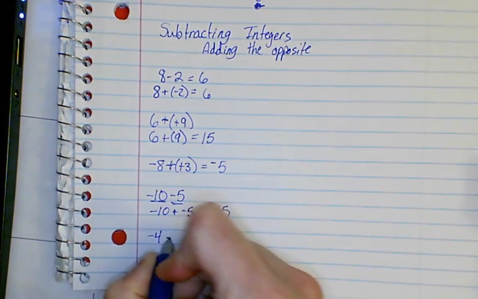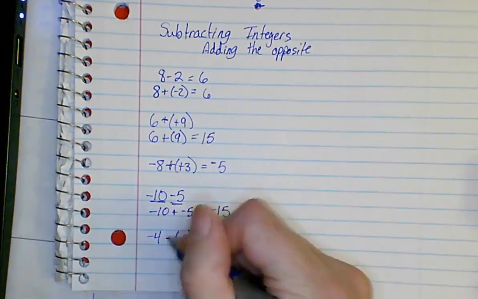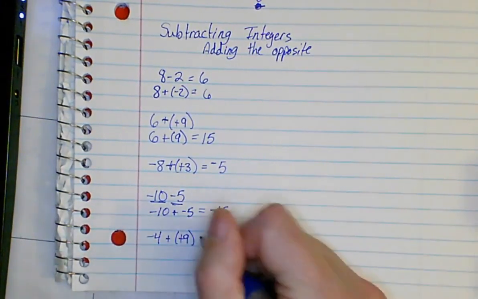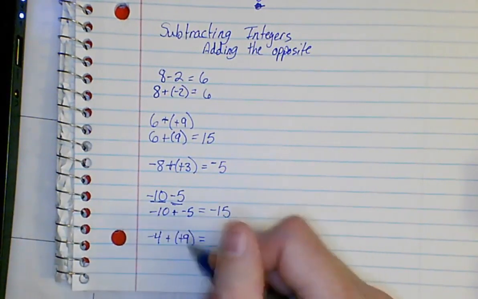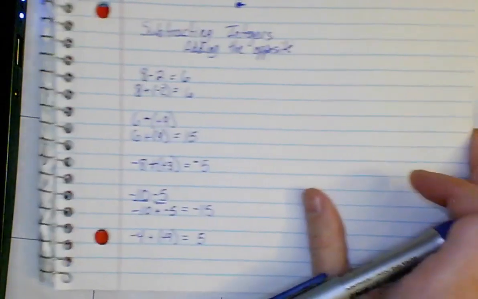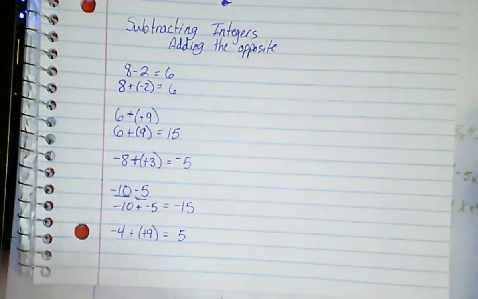Negative 4 minus negative 9. Again, keep, change, keep, change, or that double negative, you just do positive, or plus. And then 9 minus 4 is 5. Keep the sign of the bigger number. And then 8, we did 8 minus 2 already.